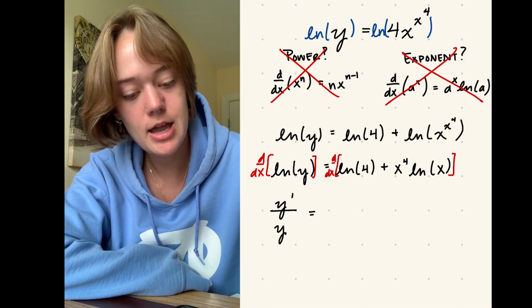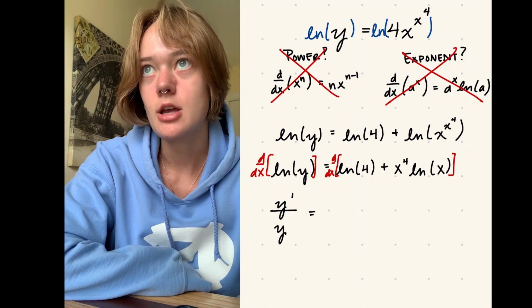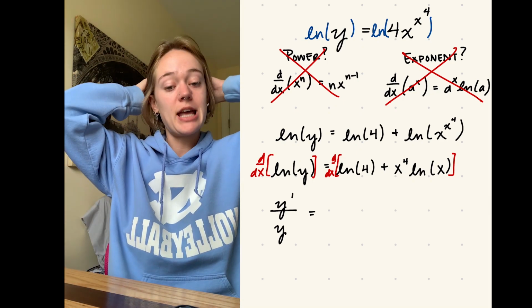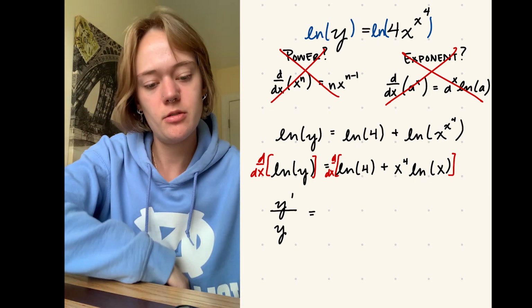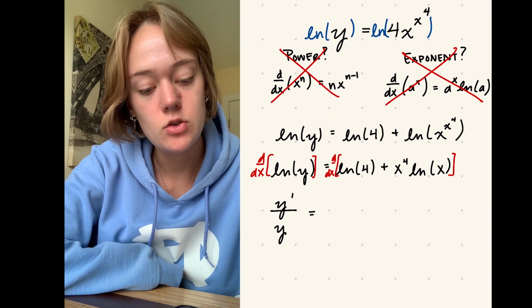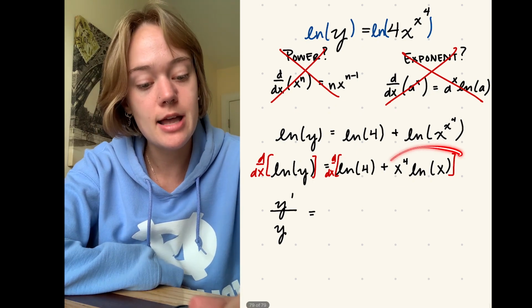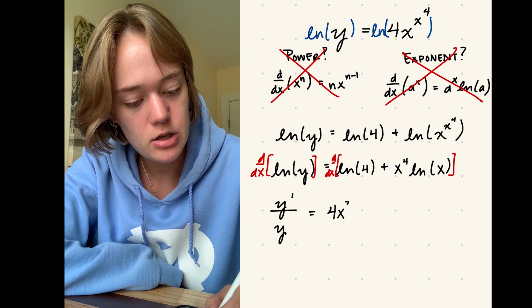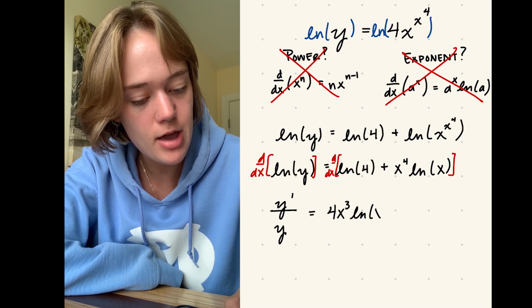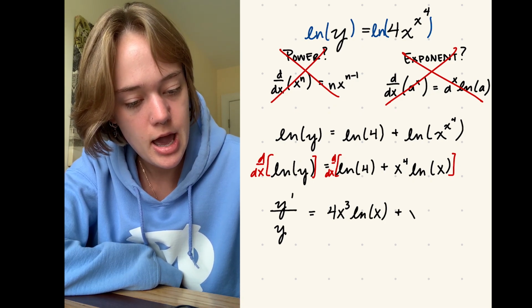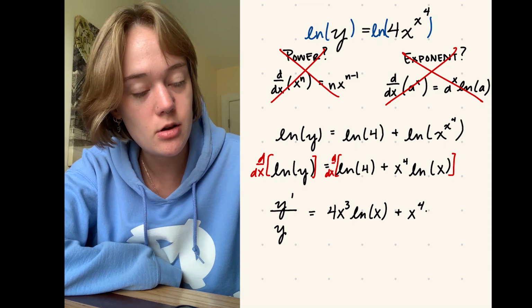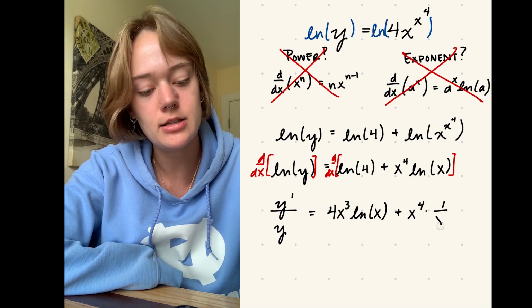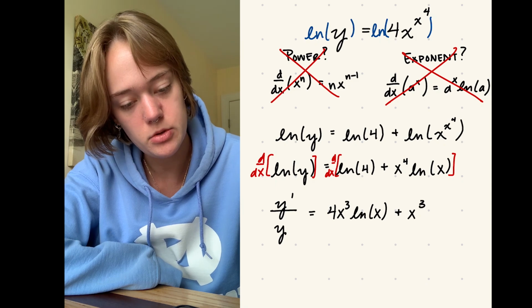And then on my right side, the derivative of the sums is the same thing as the sum of the derivatives. So the derivative of ln of 4 with respect to x is just going to be 0, right? Derivative of a constant. And then the derivative of this right here is going to be product rule. So I'm going to end up with 4x cubed times ln of x plus x to the fourth times the derivative of ln of x, 1 over x. X to the fourth over x is just x cubed, right?